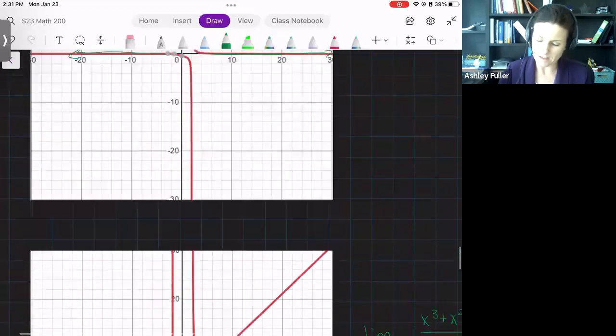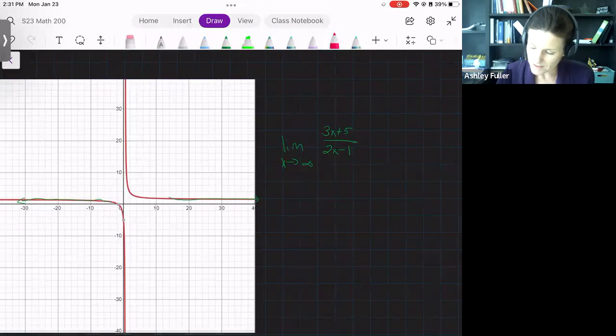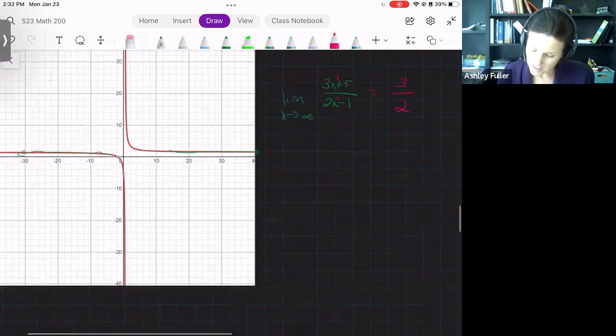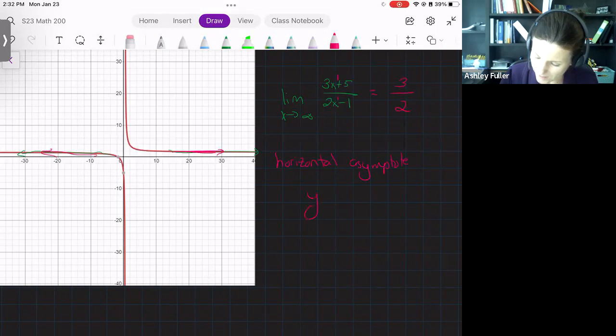So let's go back and look at these 3 functions that we just looked at graphically. Notice here the degree of the top is 1, the degree of the bottom is 1. So according to our rules there, the limit is going to be the ratio of the leading coefficients. And as you can see here, that is indeed where our function is approaching. And this is what's called a horizontal asymptote. And a horizontal line, we're going to have y equal to 3/2.